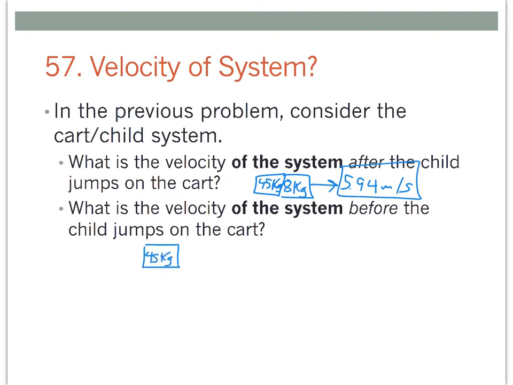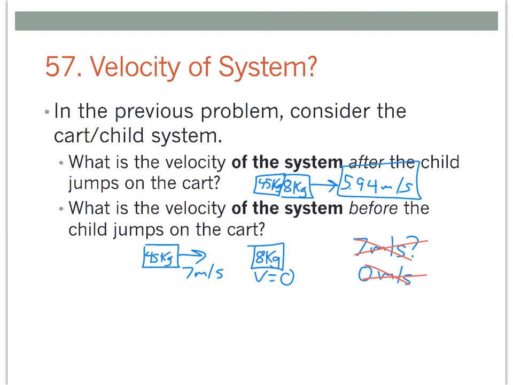That's a slightly more complicated question because we had our child moving at a speed of 7 meters per second, and our cart was at rest. So what is the velocity of our system? And I realize I'm being intentionally vague here, but could we say the velocity of our system is 7 meters per second? Well, that doesn't really make sense because our cart's at rest. Could we say it's 0 meters per second? That also doesn't really make sense because our child is in motion.